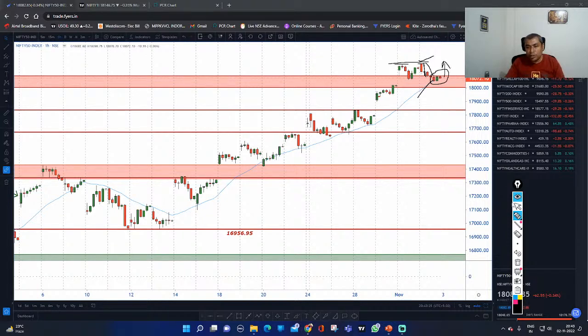So be ready for it tomorrow if you have shorted the market like me today, and if you are carrying the position, have some conviction and wait for the right kind of setup. Let me erase it quickly and let us go back.